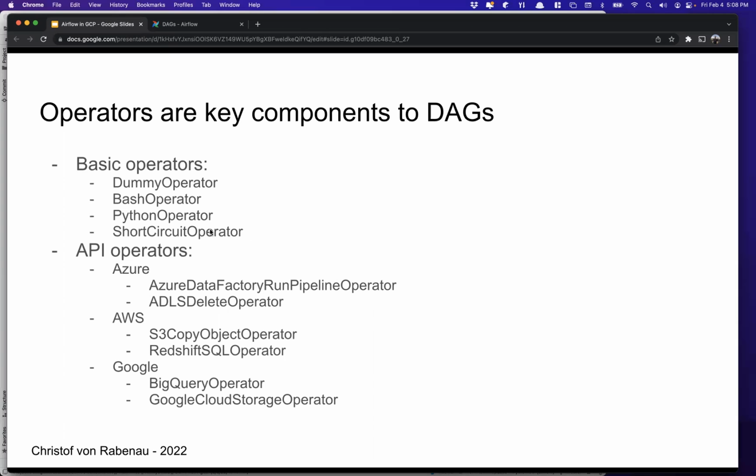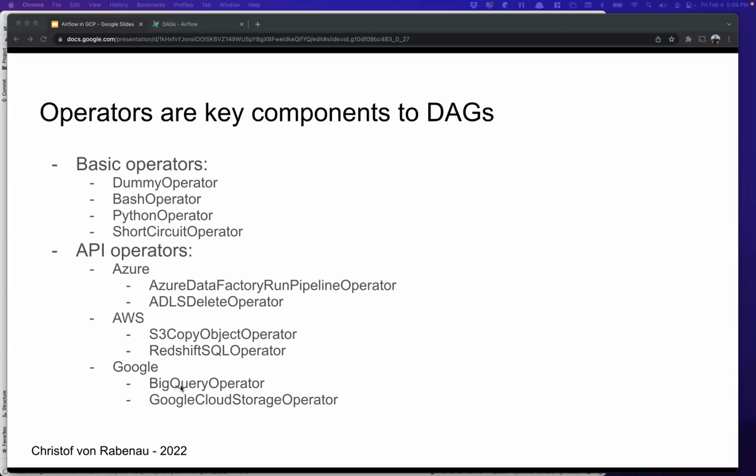And that's really handy in a number of instances. And I just have a couple of examples of API operators. So there are examples for all of the cloud. These are just samplings. This is by no means all of the operators for each of the cloud instances, but here you can run an Azure Data Factory pipeline, or you can delete something from ADLS. You can copy an object from S3, or you can make a Redshift SQL query.